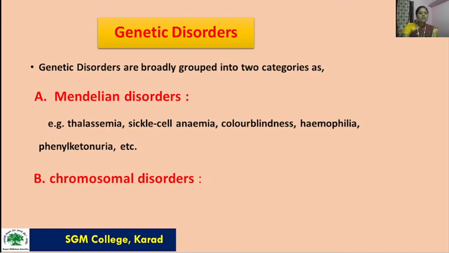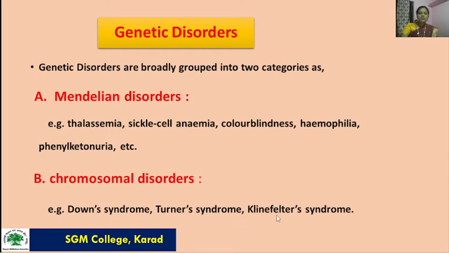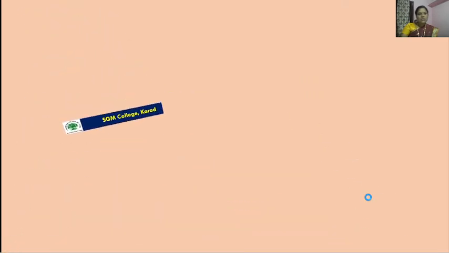Then another disorder is chromosomal disorder. Why is it called chromosomal disorder? Chromosomal disorders are caused due to the absence or excess of one or more chromosomes, or their abnormal arrangement. Examples are Down syndrome, Turner syndrome and Klinefelter syndrome. We will see all these disorders one by one, so let's start.